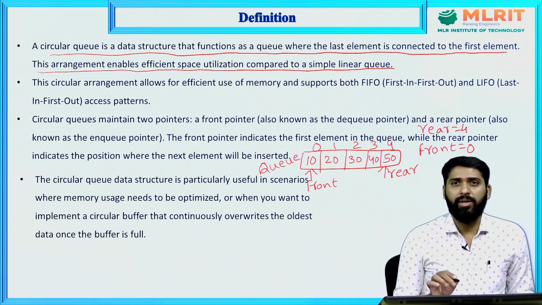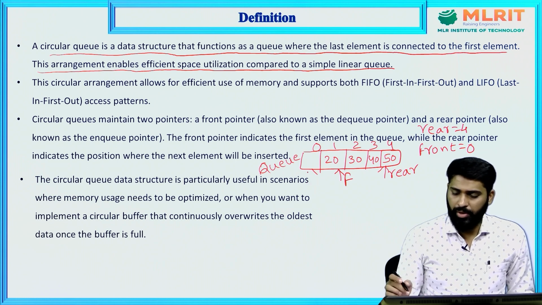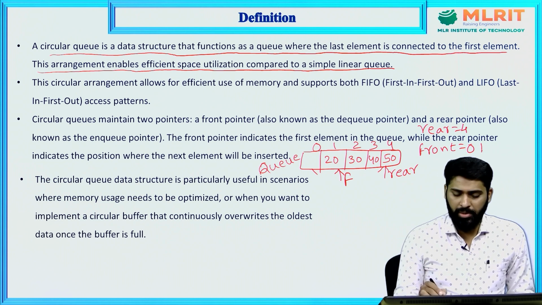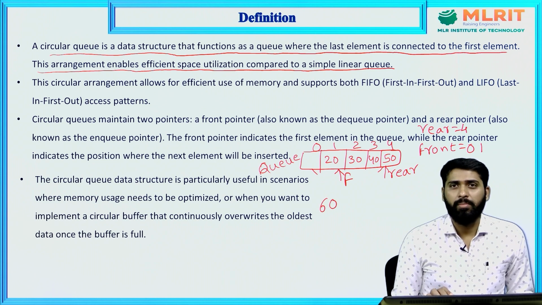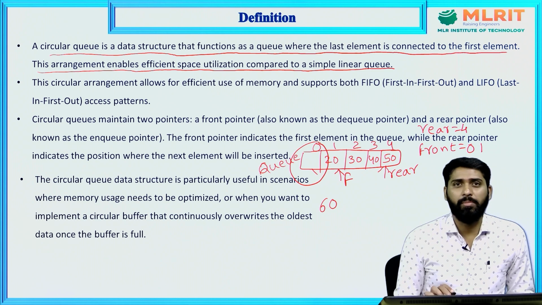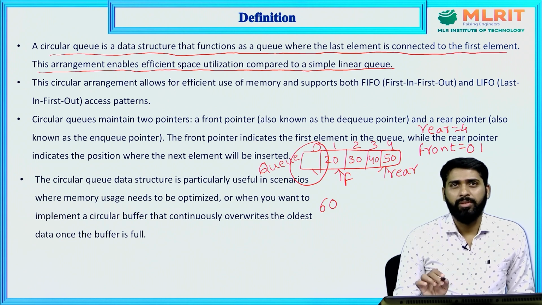Now if I delete a number, for example I delete 10, the front value is now 1. Now I want to insert another number, 60, but if it is a normal queue, it is not possible. Even though there is space to insert an element, we are not able to insert it in that location in the queue. But in a circular queue, the last element is connected to the first element.